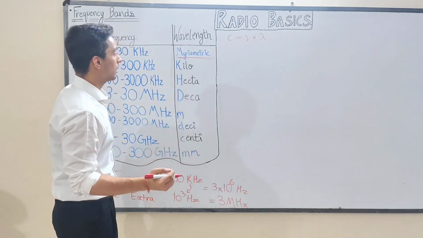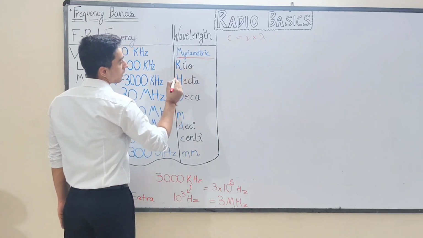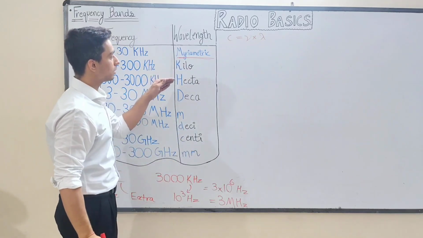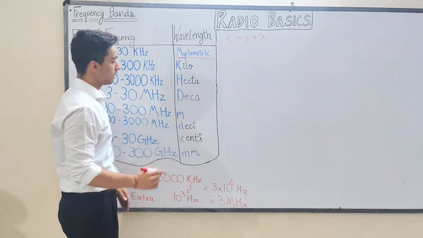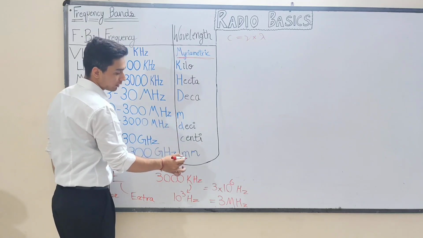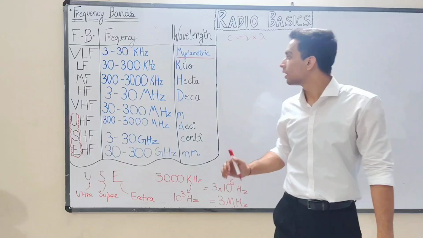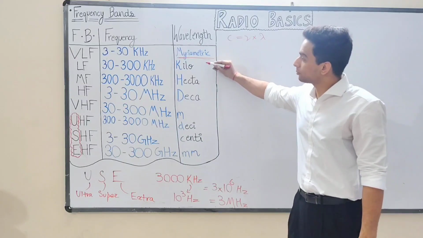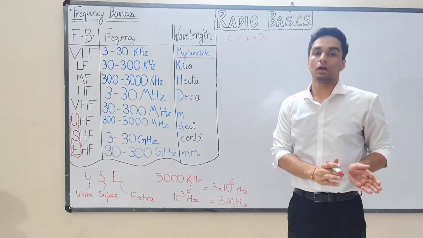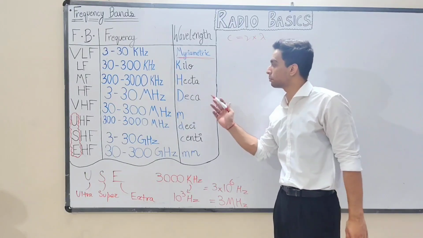After this, we have a short trick that goes by K. King Henry died. Kilometer, hectometer, decameter. King Henry died. Mother didn't cry much. You might have done this trick earlier in your classes, but you can write from LF to EHF and the frequency gets converted into the wavelength directly in your mind.